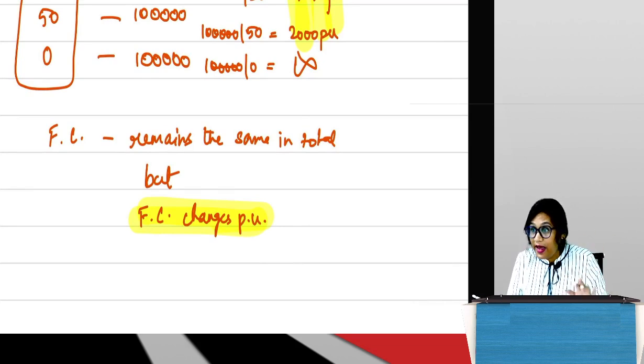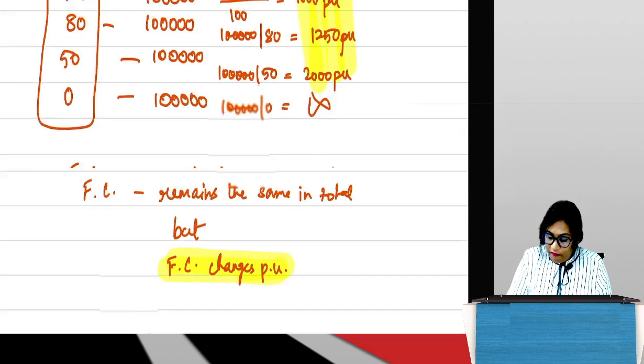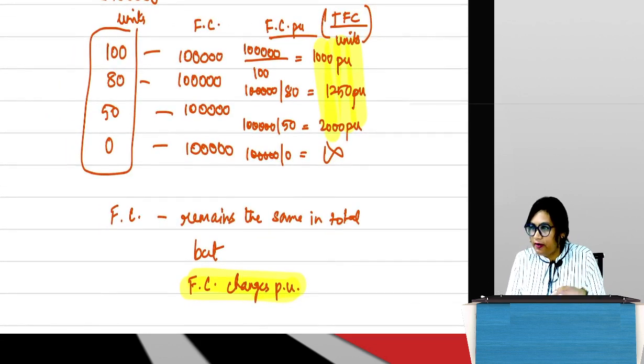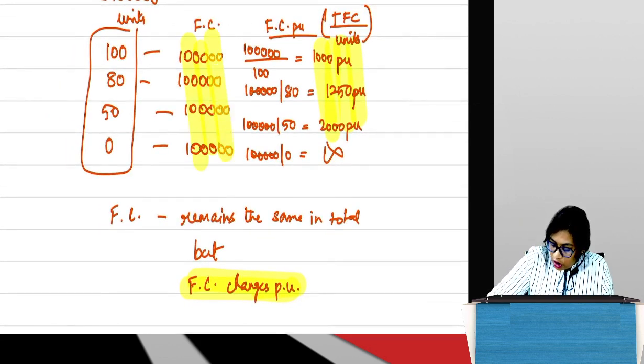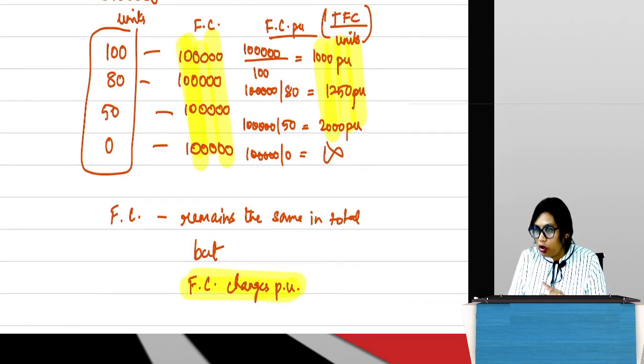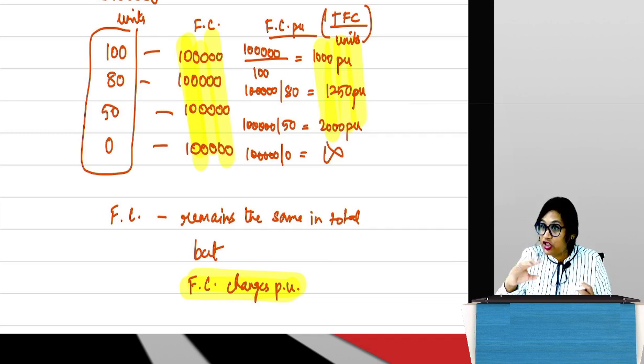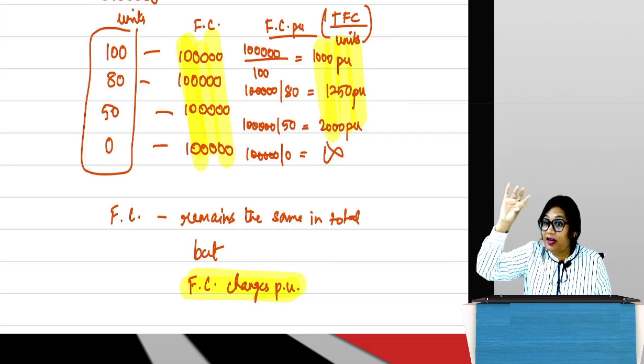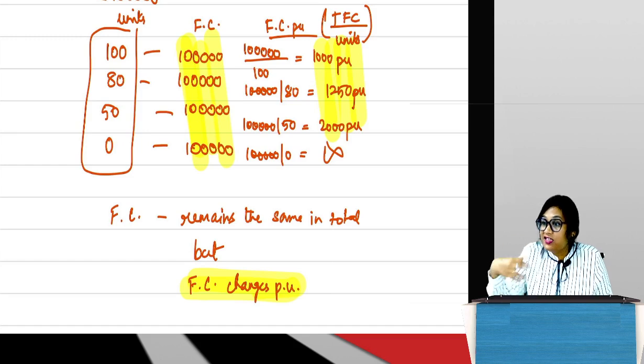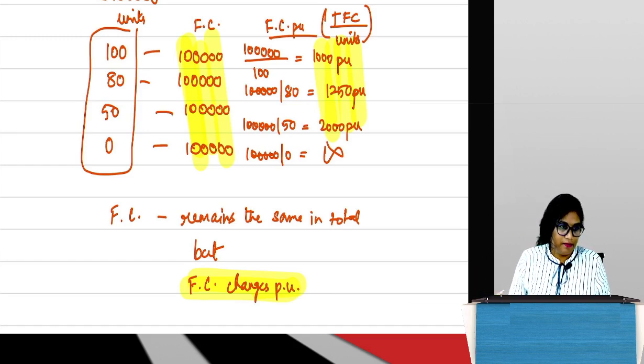Fixed cost remains the same in total. So for this entire case that we saw, fixed cost was the same in total, but it changes per unit. So this is how fixed cost behaves. That is why fixed cost and variable cost come under classification on the basis of behavior, because that is how it reacts. That is how it behaves.